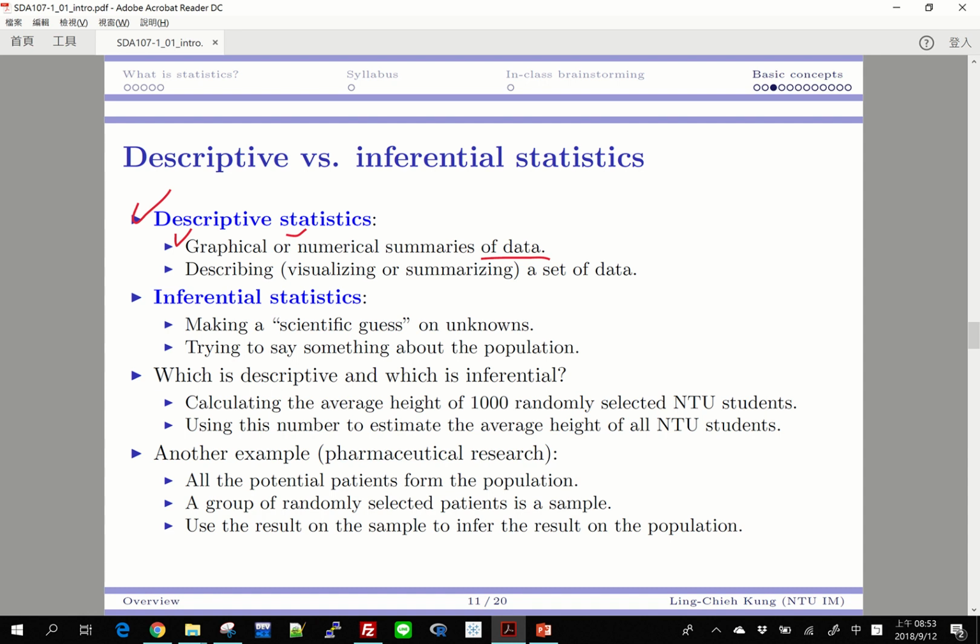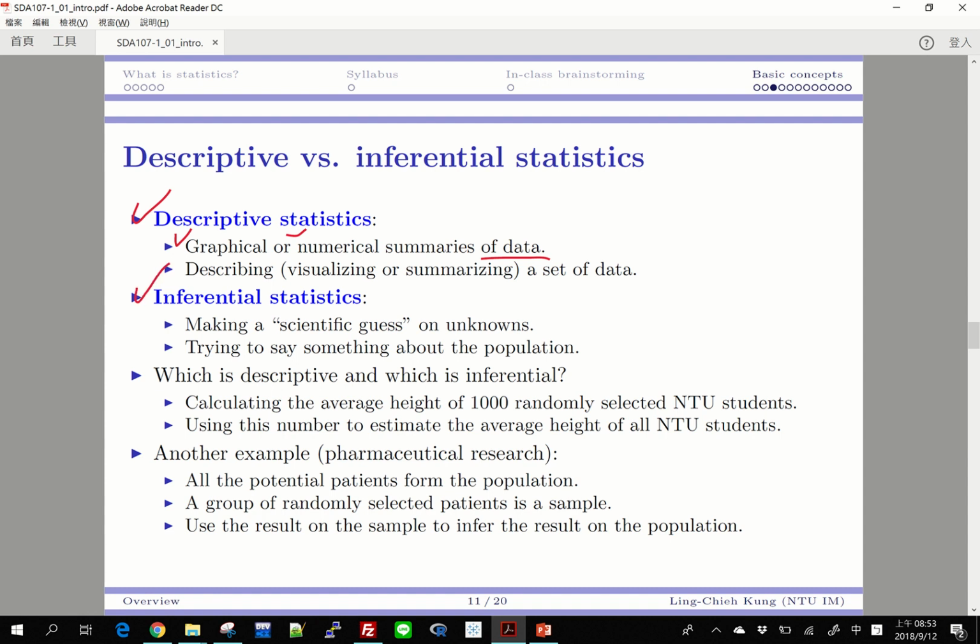Sometimes we also call it exploratory data analysis, which is a process that we need to go through before we really do some deeper studies. Okay, so that's descriptive statistics.